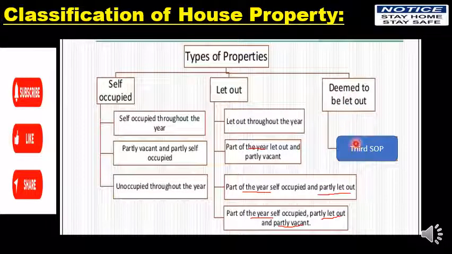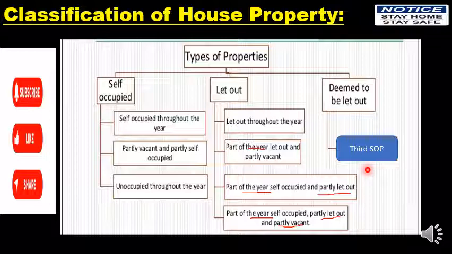Then the third one is deemed to be let out. That concept I have explained in the previous class; again, just a recall. As per the Income Tax Act 1961, an assessee can treat only two houses as self-occupied property. If the assessee is the owner of more than two houses for residential purposes, then only two houses are considered self-occupied property. The limitation for self-occupied property is two.